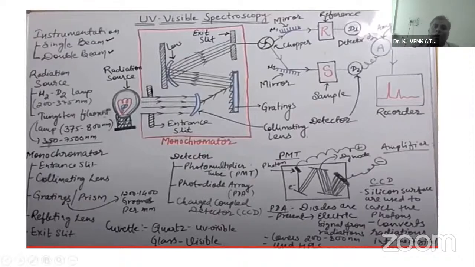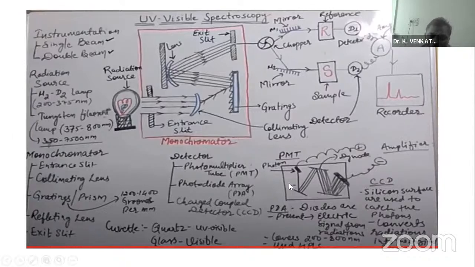Then what is the photomultiplier tube? When the photon, the radiation, enters, it hits the cathode, and the cathode receives the electrons. Then come the dynodes. What is the meaning of dynode? The function of the dynode is the multiplication of electrons.